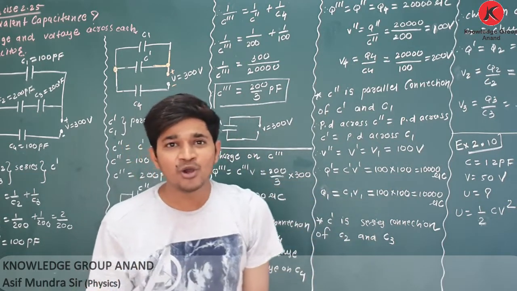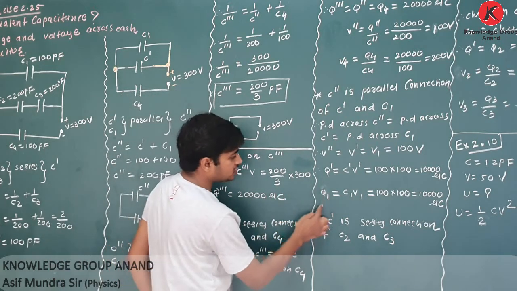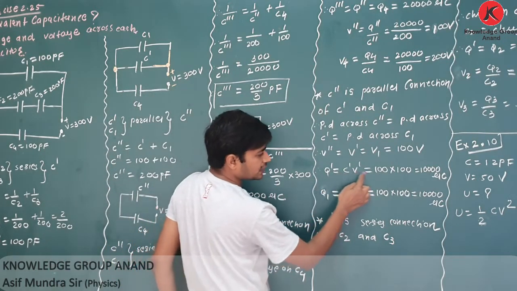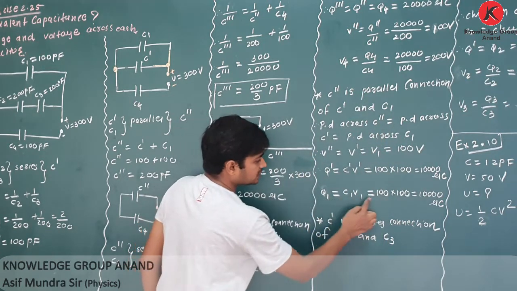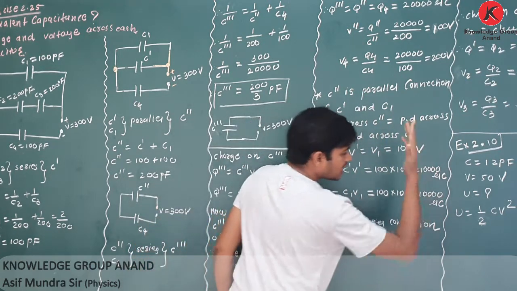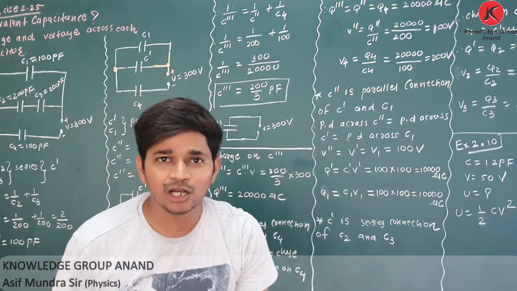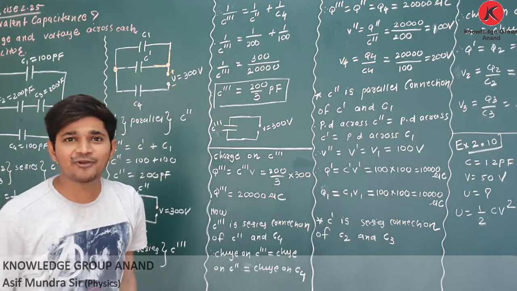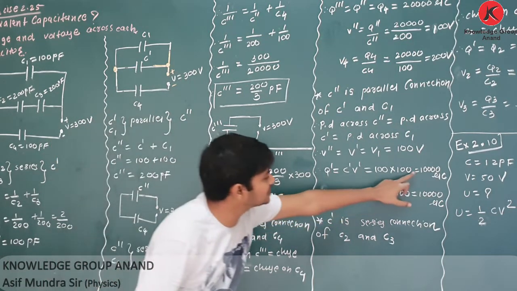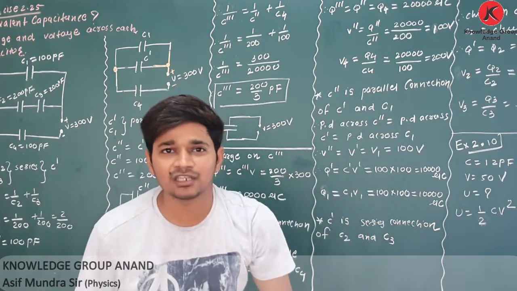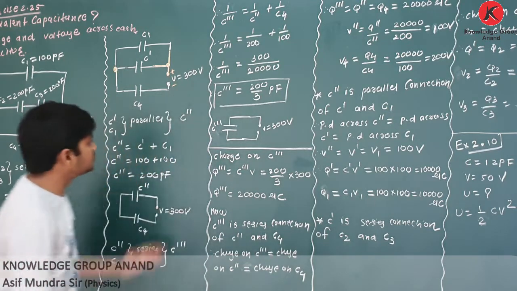Clear? Now you know the potential difference and capacitance, so from this you can find the charge. Q dash is equal to C dash V dash, 100 into 100, 1000 microcoulomb. Q1 is equal to C1 V1 is equal to 100 into 100. It is 1000 microcoulomb. Clear? Okay. Again you can verify this answer. Total charge is 20,000. It is distributed equally, 10,000 and 10,000. It is clear.